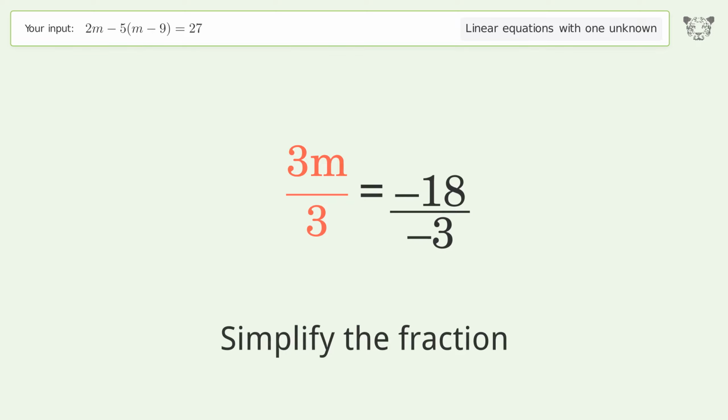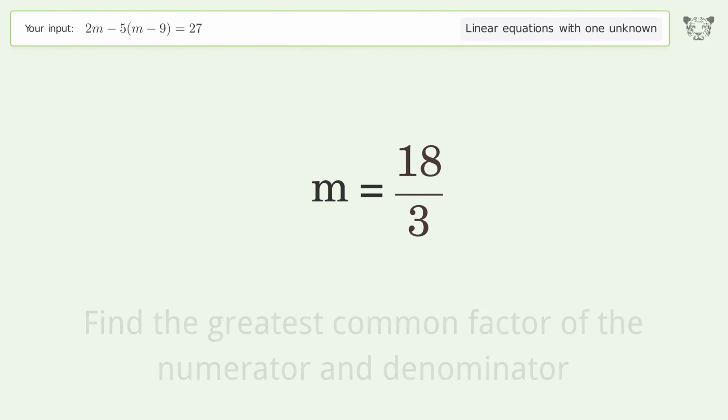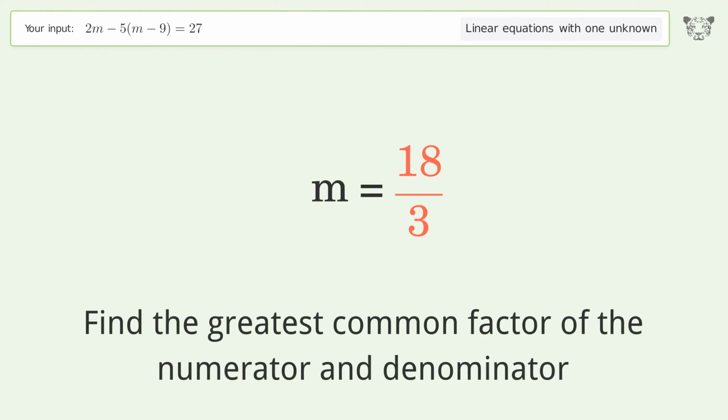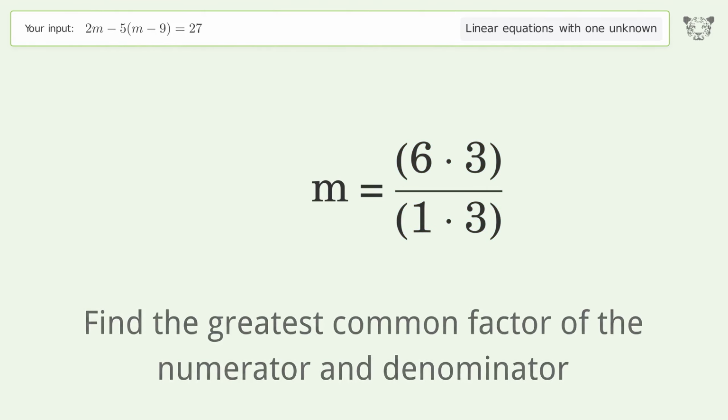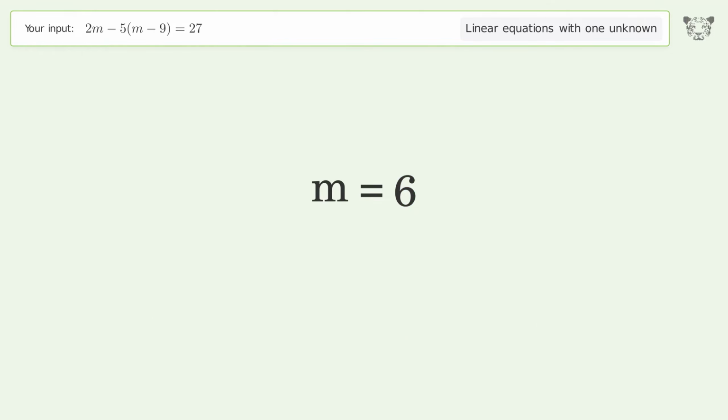Simplify the fraction. Cancel out the negatives. Find the greatest common factor of the numerator and denominator. Factor out and cancel the greatest common factor. And so the final result is m equals 6.